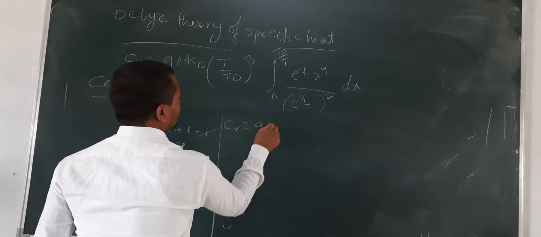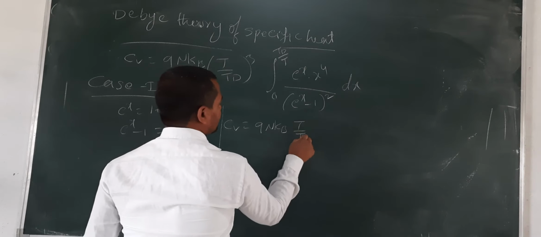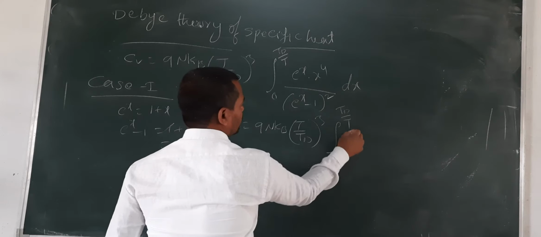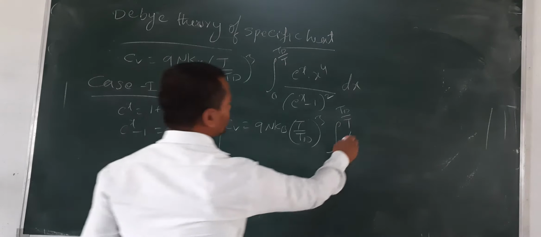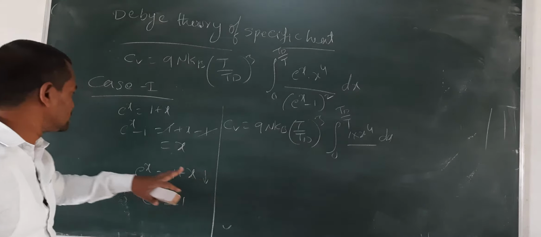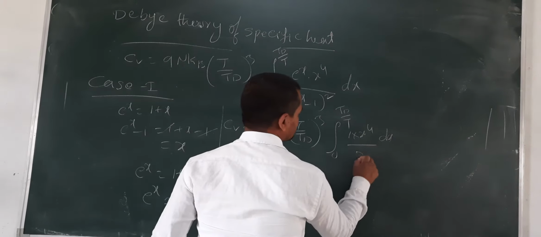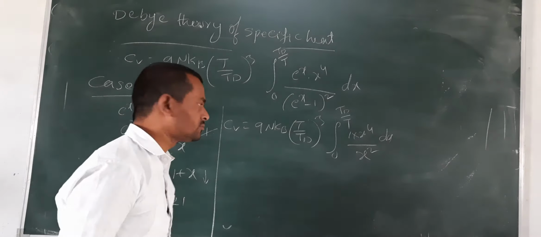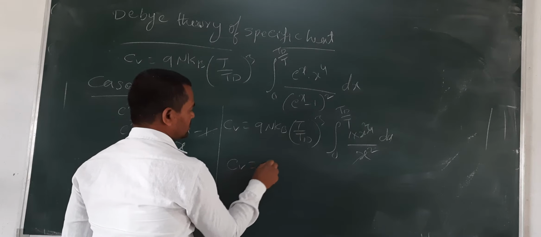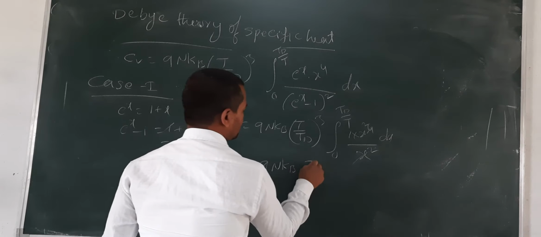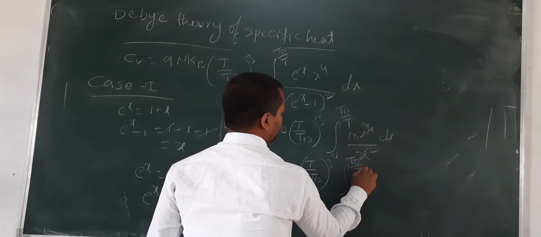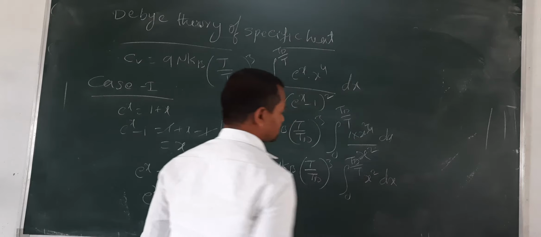Cv equals 9n kB (T by Td) whole cube, integration 0 to Td by T, with 1 in the place of e power x, into x power 4 dx, divided by, in this bracket, simply x, but squared. Now the square terms get cancelled, and x square remains. So Cv equals 9n kB (T by Td) whole cube, integration 0 to Td by T of x square dx.